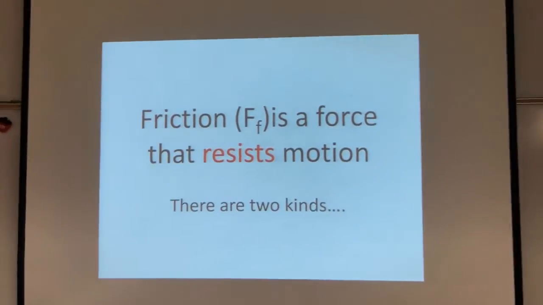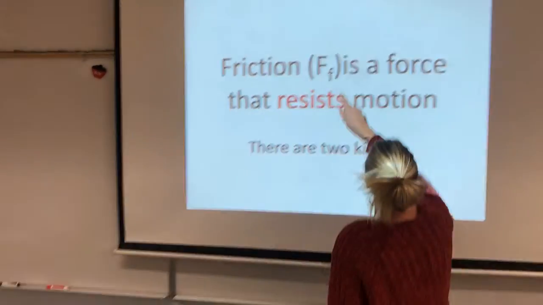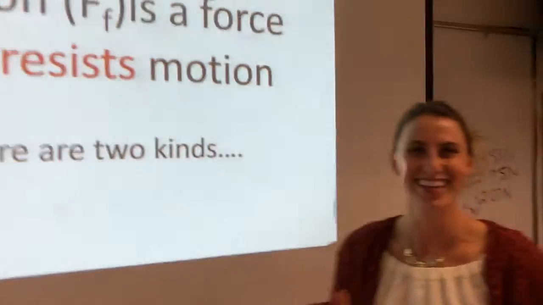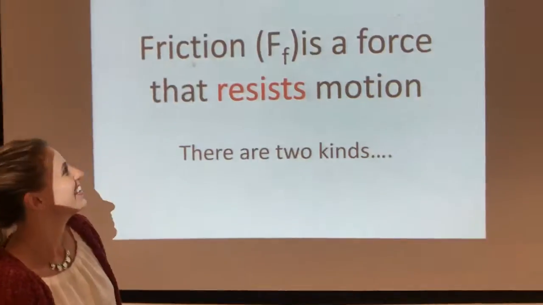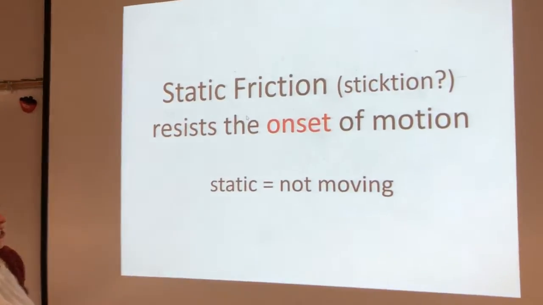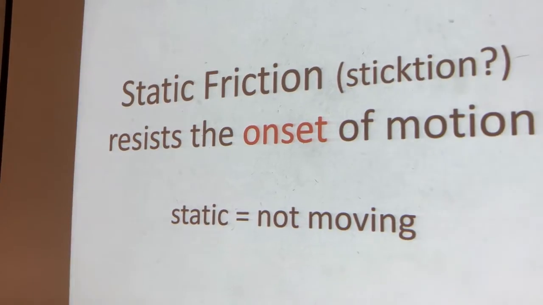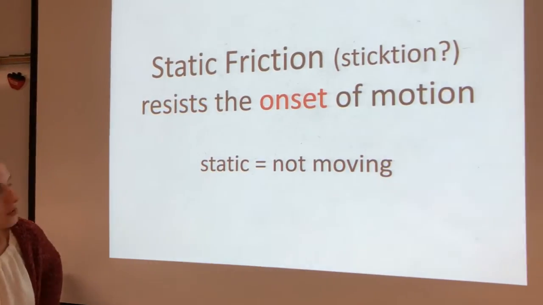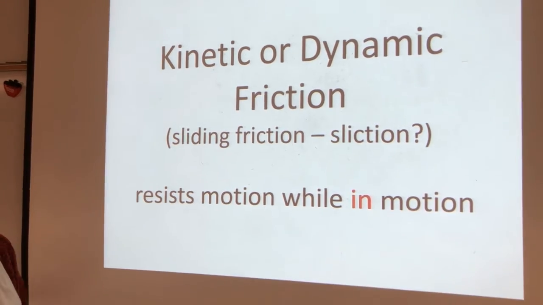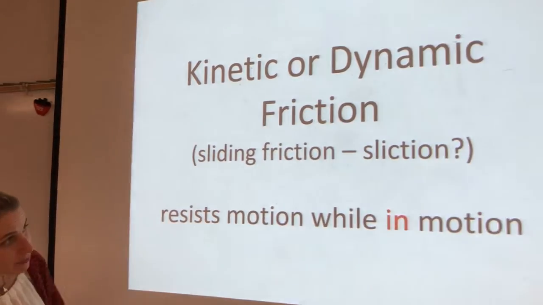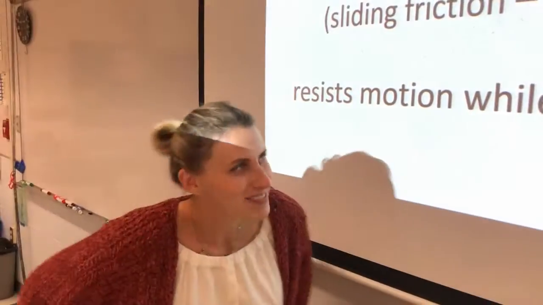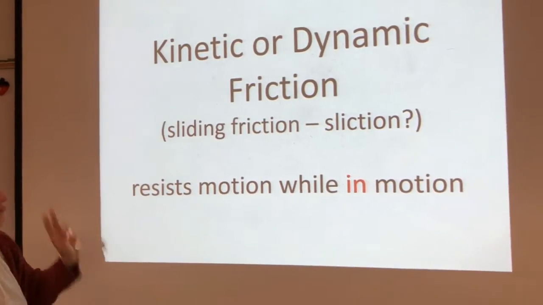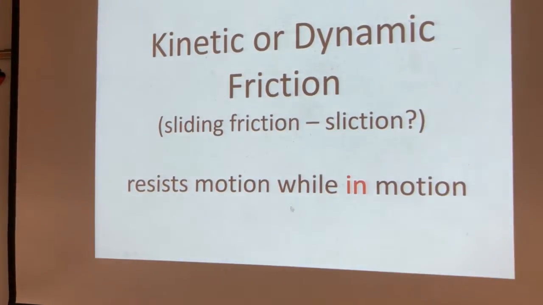The force of friction, F of F, is a force that resists motion, and there are two kinds. Static friction resists the onset of motion, static, not moving. So we've got static friction and kinetic or dynamic friction, sliding friction, which resists motion while in motion. So there's two kinds, if it's moving and if it's not moving.